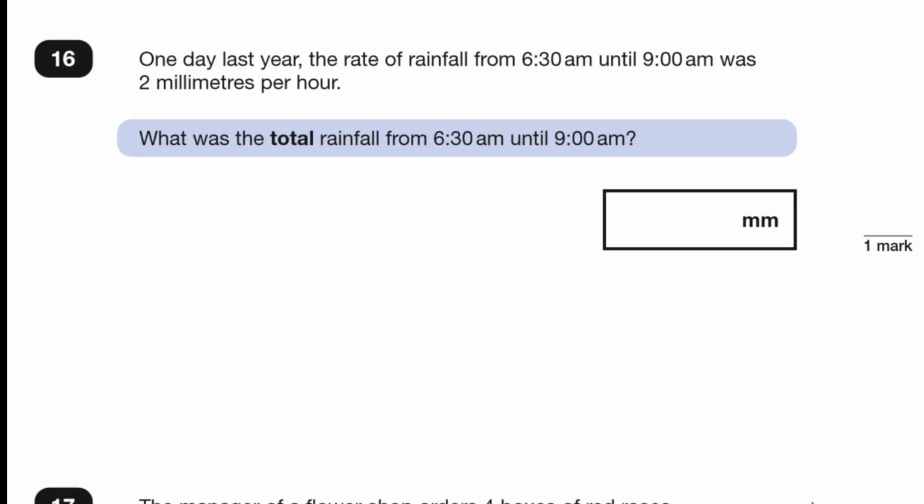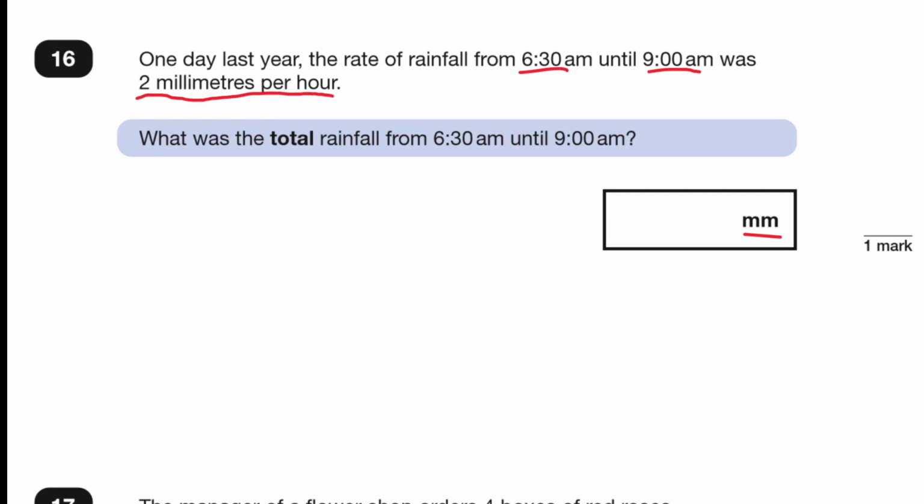Question 16. One day last year, the rate of rainfall from 6:30 a.m. until 9 a.m. was 2 millimeters per hour. What was the total rainfall from 6:30 a.m. until 9 a.m.? The important bits of information are obviously the time from 6:30 until 9, but also 2 millimeters per hour. Whenever you have a measurement question, just double check in the answer box what it's asking for. So it does want us to stick to millimeters. Just make sure you're aware of that before you start.